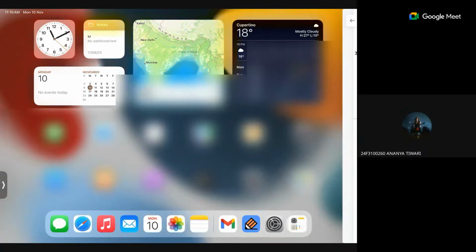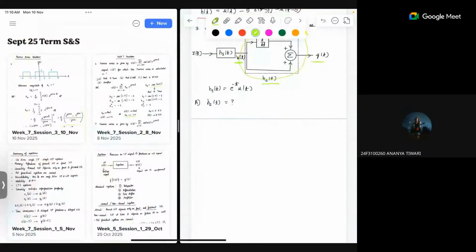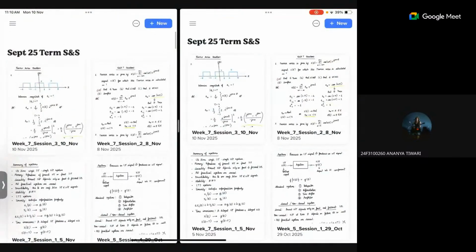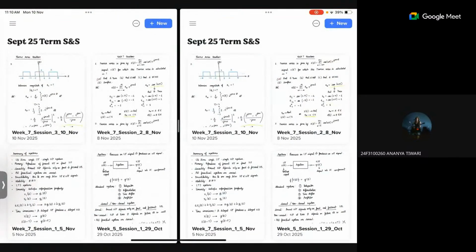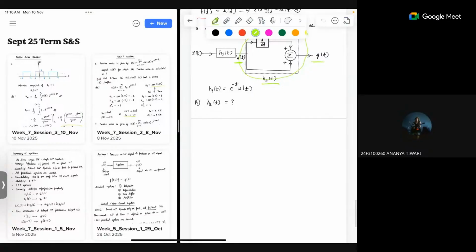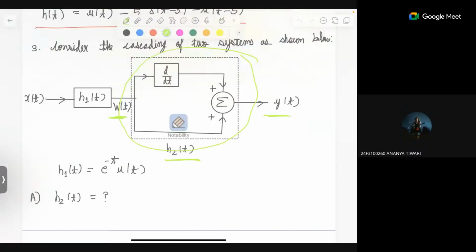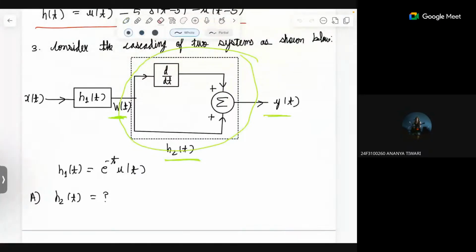Oh, I'm sorry. What happened? I don't know how to remove it. Okay, sorry for that.